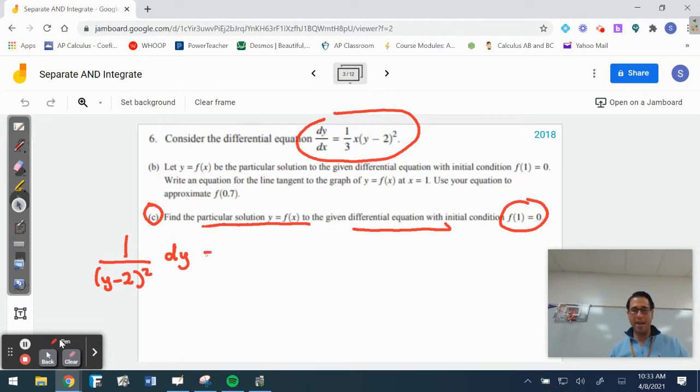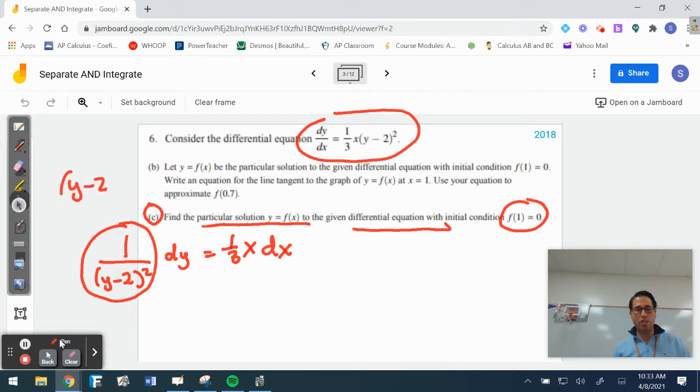I'm hoping I'm going to have enough room. I'm going to keep the 1/3 x on this side, but I've got to separate that dx to the other one. Remember, I just separate, now we integrate. The tough thing about this is I better rewrite that as y minus 2 to the negative 2. Now, some of us might have to do a little u-sub there.